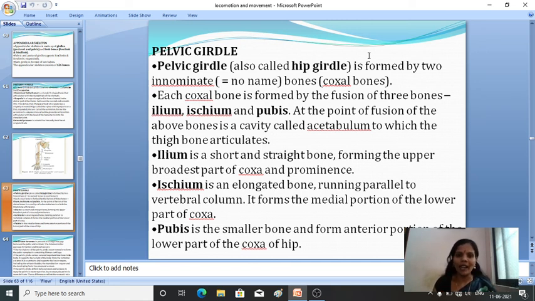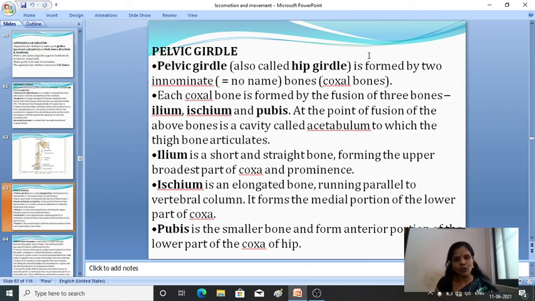It is formed by the innominate bones, commonly known as coxal bones. Each coxal bone is formed by the fusion of three bones: the ilium, ischium, and pubis.